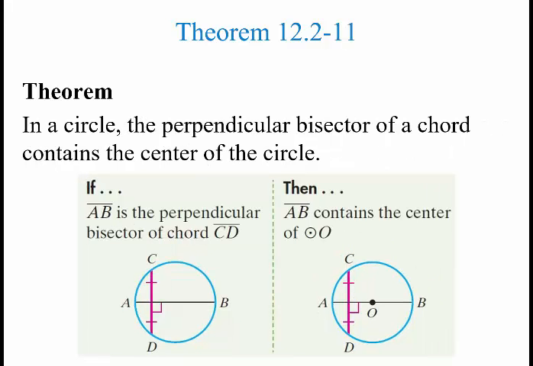All right, another one. If in a circle, the perpendicular bisector of a chord contains the center of the circle. So if AB is the perpendicular bisector of chord CD here, then AB contains the center of the circle O. It doesn't tell us where, it just tells us that it has to contain the center.